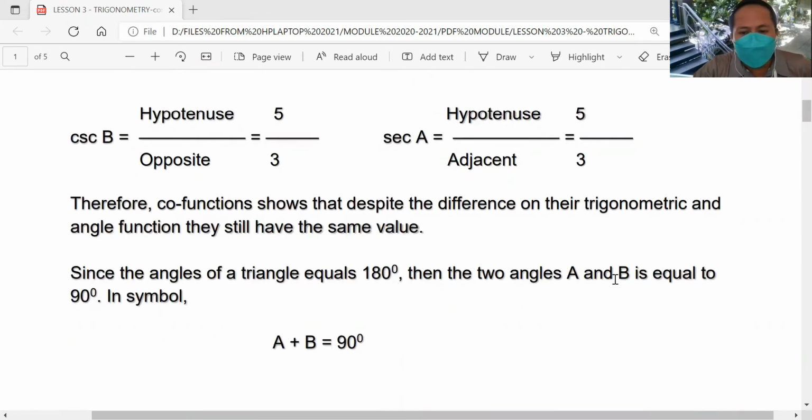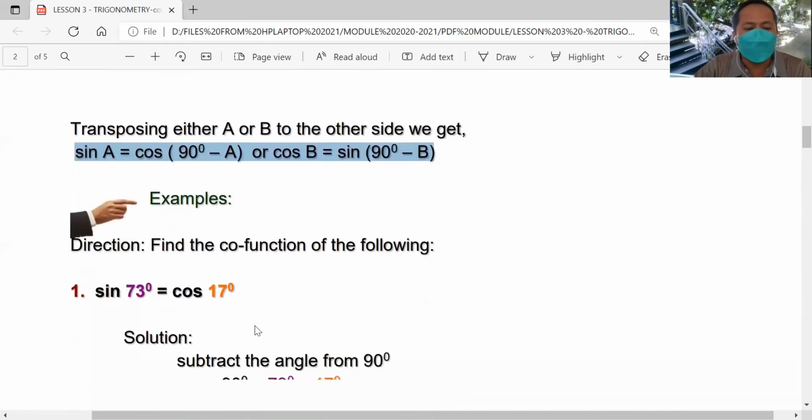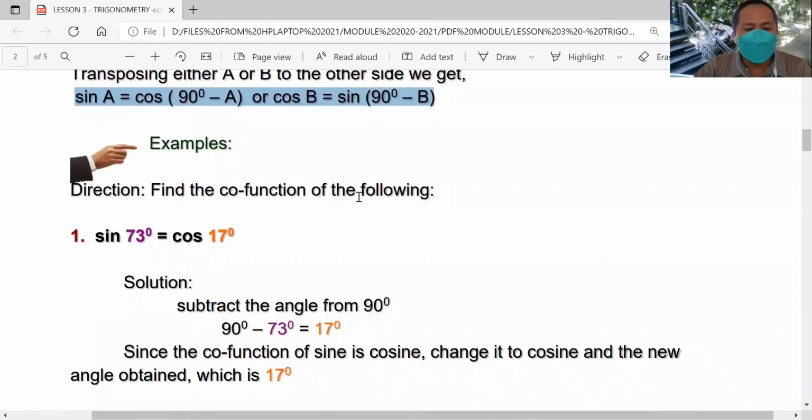Given two angles A and B, the sum is equal to 90 degrees because they are complementary angles. So A plus B is equal to 90 degrees. In case the problem is given in this form, in short, class, you just subtract the given angle from 90 degrees and use the formula for the cofunction. So here, find the cofunction of the following.